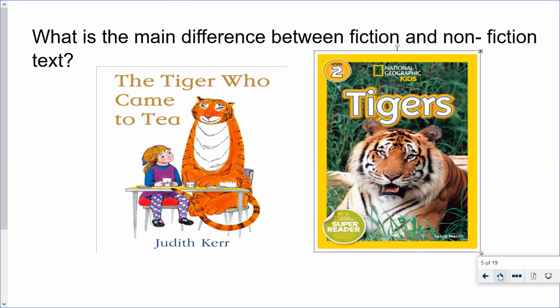Okay, so you're right. A fiction text is normally a story and it's not real, while a non-fiction text gives us information about something that we want to know. For example, here we have two books. The first one, the title is The Tiger Who Came to Tea, and then the second book, the title is Tigers. Which one do you think is a fiction and which one do you think is a non-fiction text? You're right, The Tiger Who Came to Tea is a fiction text, while Tigers, this one from the National Geographic, is a non-fiction text that gives us information about tigers.